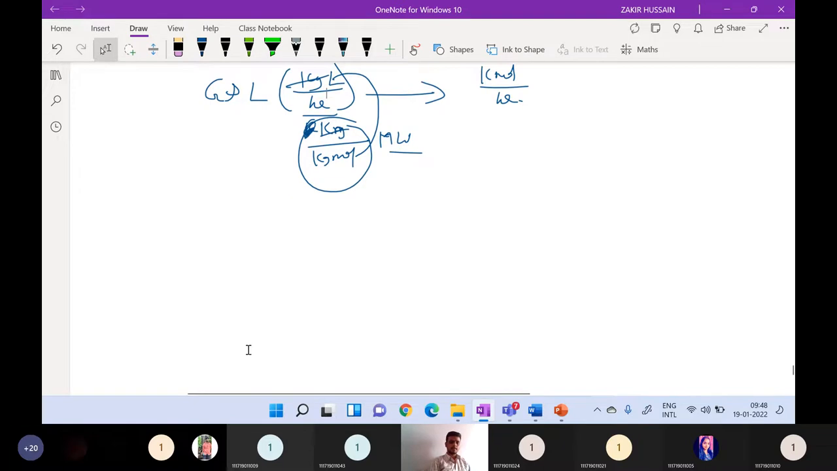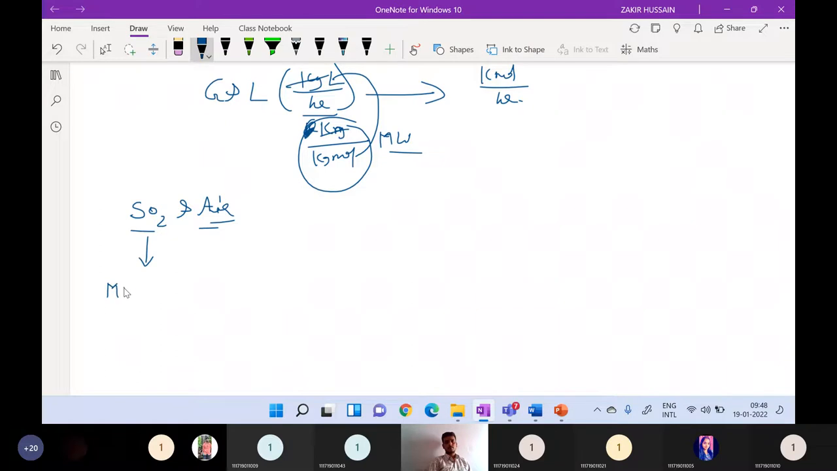So first, let us say it is a mixture of SO2 and air. First let us calculate the molecular weight of SO2. The molecular weight of SO2 is sulfur 32 plus oxygen 16 into 2, which is 64. Am I right? 64, no, Gurudev? Yes, sir.